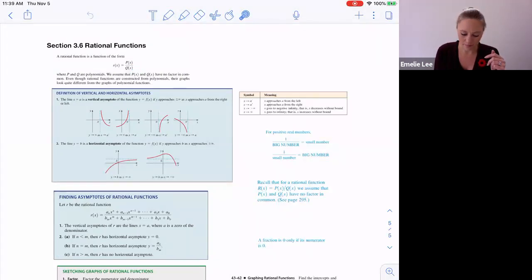So what happens is we're going to end up with potentially vertical asymptotes, horizontal asymptotes. You might remember asymptotes from a previous math course, right? It's where a graph is approaching, but it never actually gets to that point. That's an asymptote. So that's what we're going to be talking about.